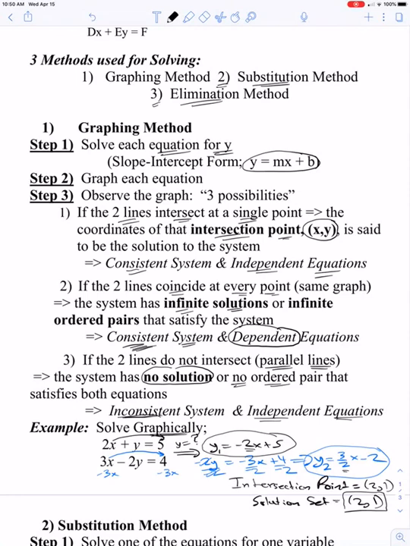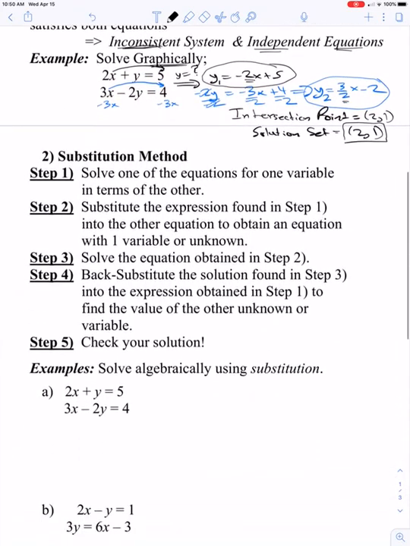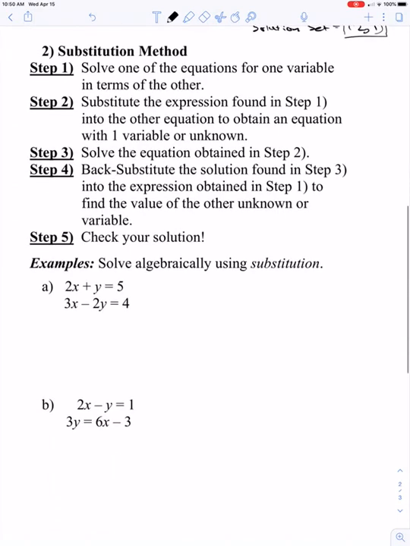So again, solving it graphically, we can find intersection points if we need to, but we don't have to rely on our grapher, right? We can do it algebraically. So let's move on and look at one of our two algebraic methods. So we've got the substitution method and the elimination method that we're going to talk about.